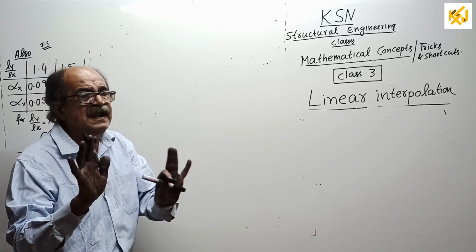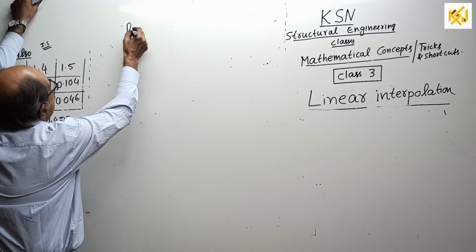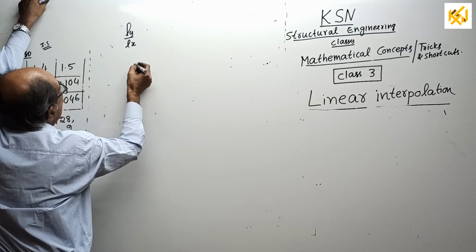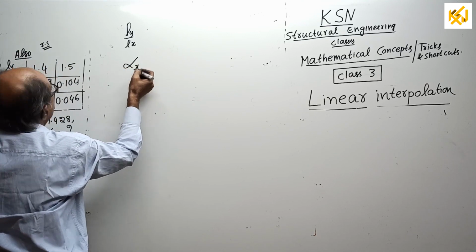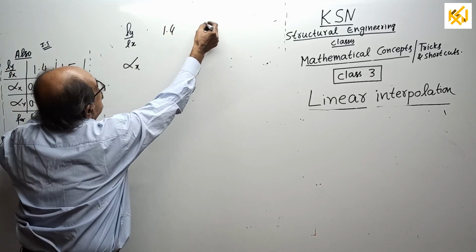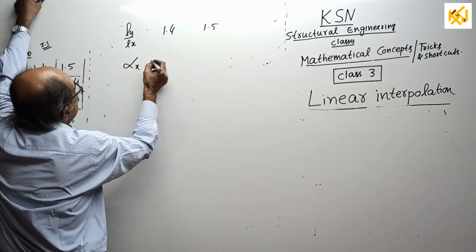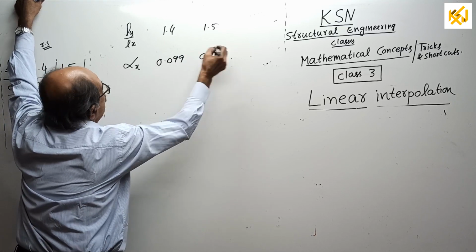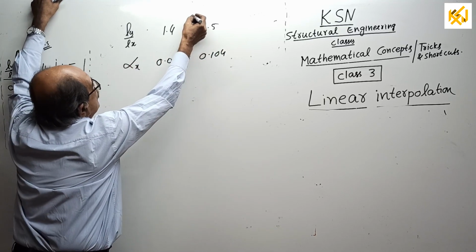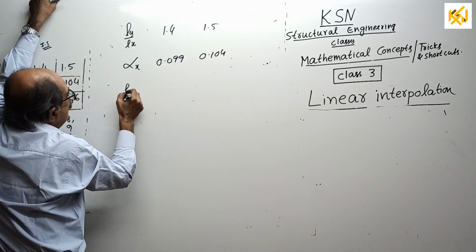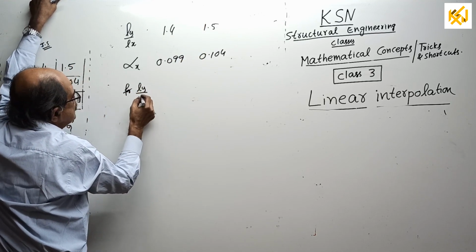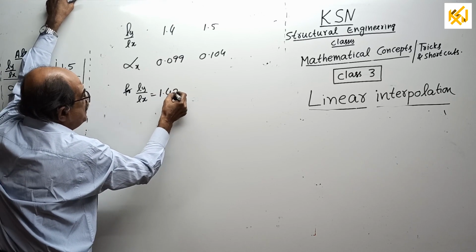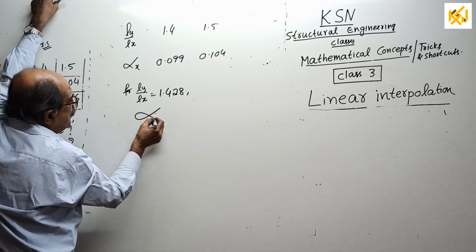Now, for understanding purpose here, see. Ly by Lx, you need not write. You can see here only. And here, alpha x. Ly by Lx is 1.4, other is 1.5. Alpha x is 0.099, other is 0.104. Okay, now I want for Ly by Lx equal to, some random number, 1.428. What is the value of alpha x I want?